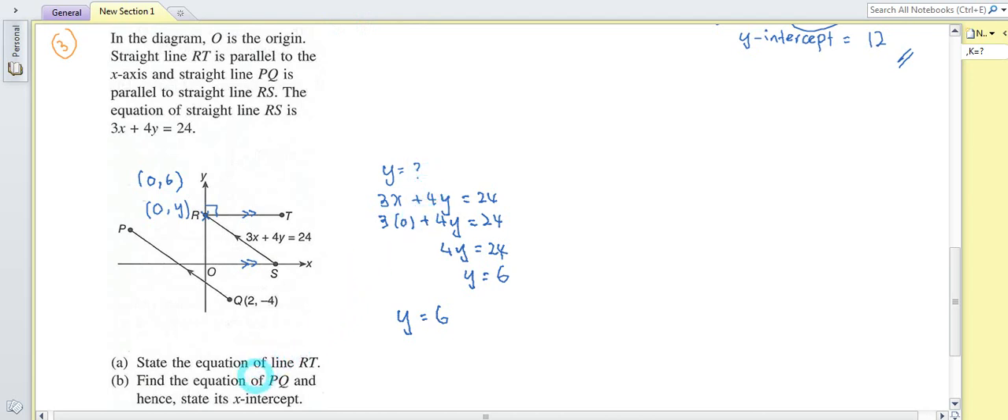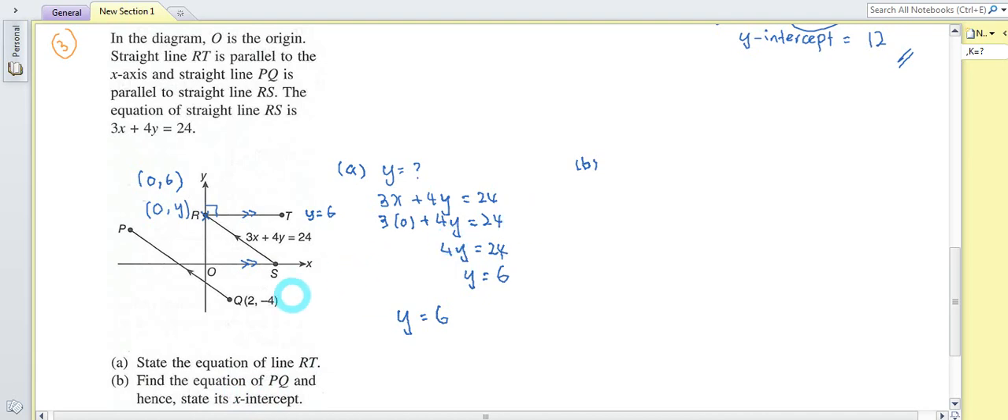Okay, so how about B? y equal to 6. Okay, so this is A. Find the equation of PQ and hence state its x-intercept. Find the equation of PQ.